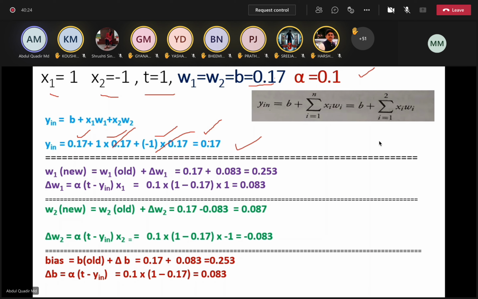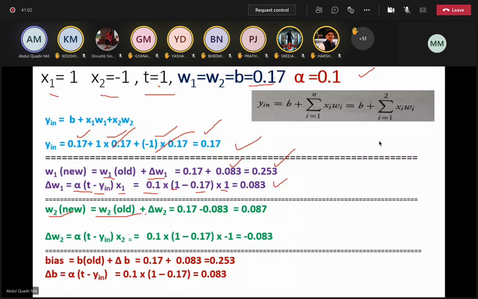Now I will update the weights for W1, W2 and bias. What is the weight for W1? W1 new equals W1 old plus delta W1. What is delta W1? Alpha into (T minus Yin) into X1. Alpha is given as 0.1. T is the target, 1. Yin is calculated as 0.17. X1 is 1. So W1 old, which is 0.17, plus 0.083, I get this.